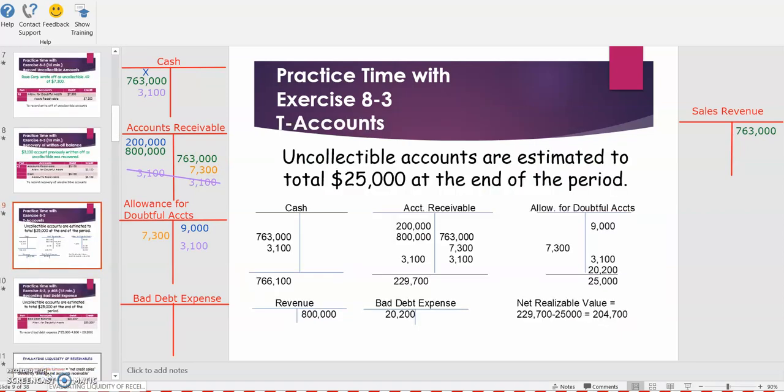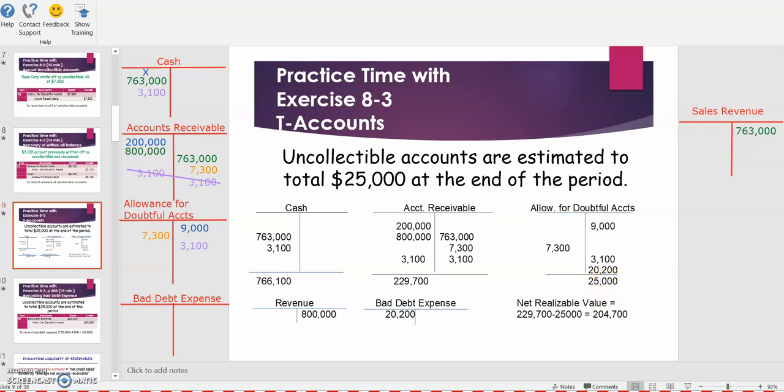In this last slide, we are summarizing the information from our T accounts. And the main thing that you want to pay attention to here is the balance for our accounts receivable account. It's $229,700 before considering the allowance for doubtful accounts. Okay. We are going to use this amount to estimate our allowance for doubtful accounts, which is $25,000.